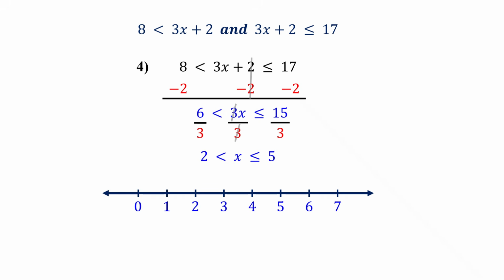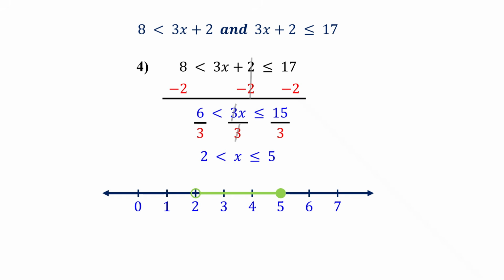Great. Now let's graph this solution on a number line. Since 2 is not included, mark an open circle at 2. Since 5 is included, mark a closed circle at 5. Then shade the region between the two circles to show all numbers between 2 and 5. That's your solution on the number line.